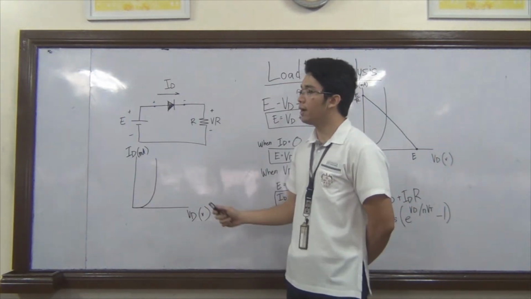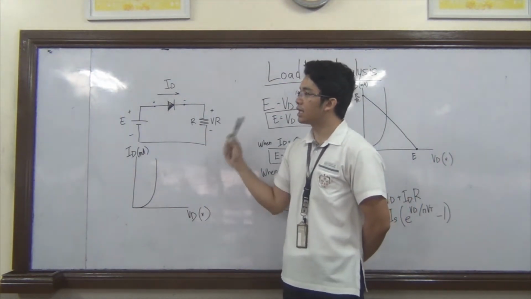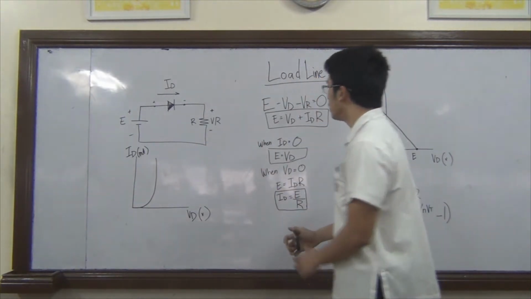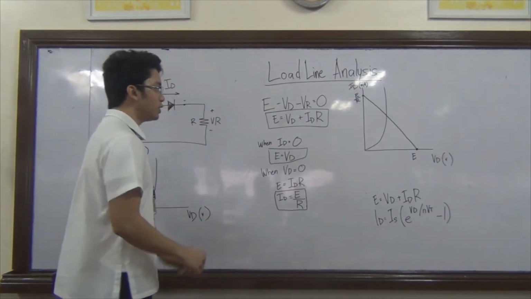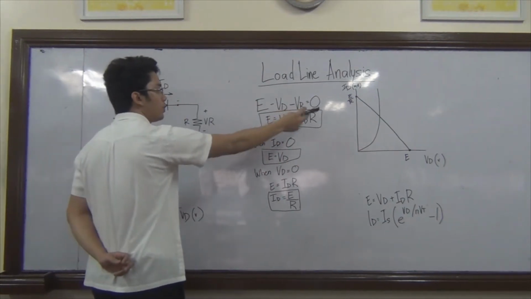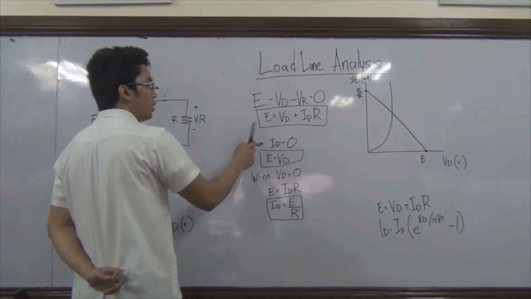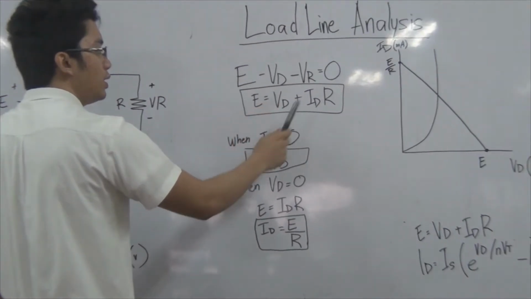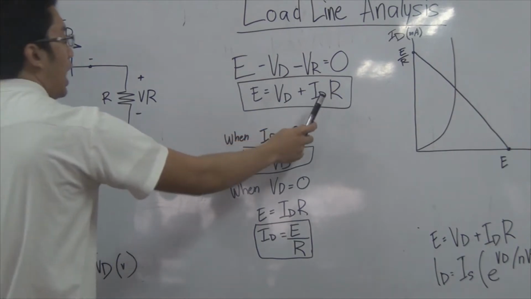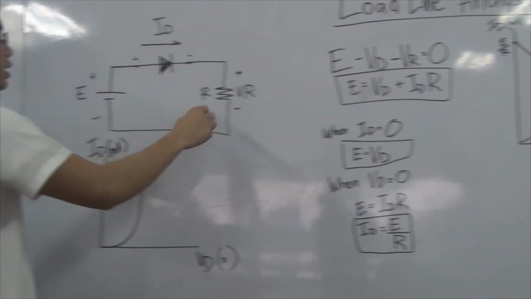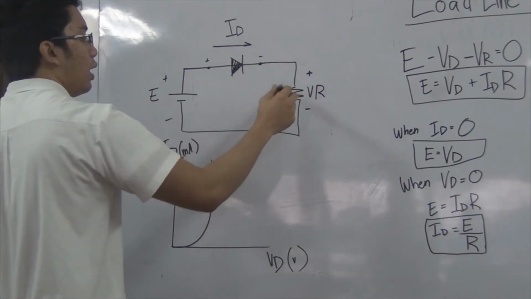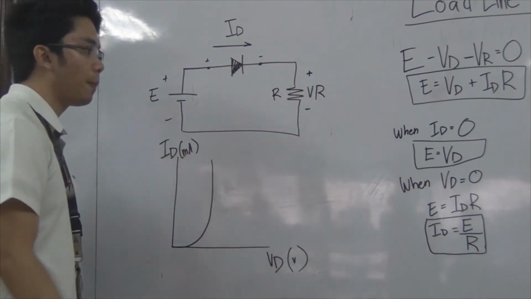We'll start off by applying Kirchhoff's voltage law to the circuit. The Kirchhoff's voltage law equation we can derive is E minus VD minus VR equals 0, and therefore E equals VD plus ID times R. Since it is a series circuit, the ID across the diode is equal to the current flowing through the resistor.